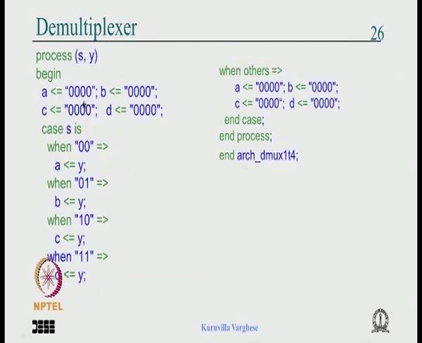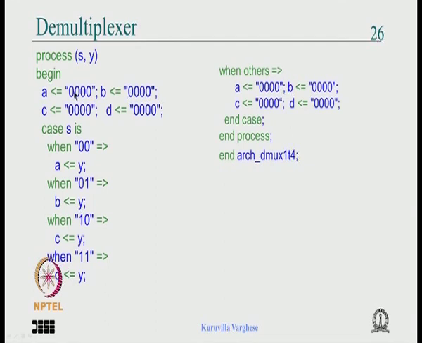Here you see the same process with S and Y in the sensitivity list, and with a begin at the beginning, before the case, A, B, C, D is made 0. Now in the case statement you say when 0 0, A gets Y, and we are not specifying B, C, D because B, C, D is 0 here. Similarly, when 0 1, B gets Y, and the rest are anyway specified 0.